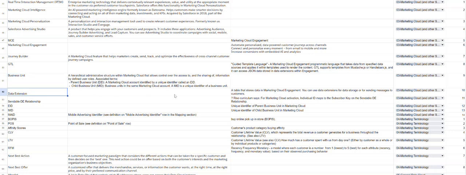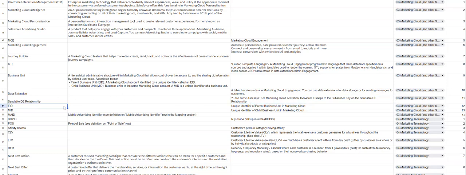Data extension. This is a table that stores data in Marketing Cloud Engagement. You can use data extensions for data storage or for sending messages to customers. Sendable DE relationship. Now, I found this in the RISE curriculum, which is about Data Cloud, and it said, for Marketing Cloud activation, individual ID maps to the subscriber key on the sendable DE relationship.